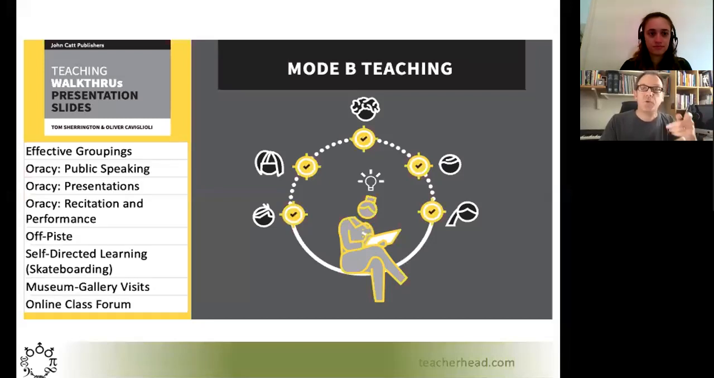In the new book, which I just started writing literally today, I started writing book 2. It's going to have more Mode B teaching, more Orosi, self-directed learning. Now, what does that look like? I use the analogy of skateboarding quite extensively in that, and how to make the most of visits and stuff. So there's lots of different aspects to it.